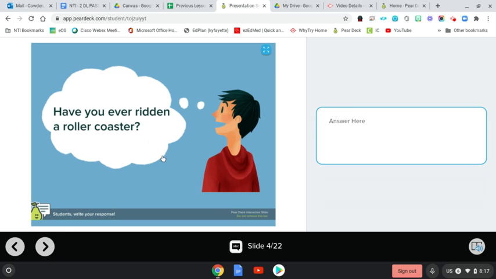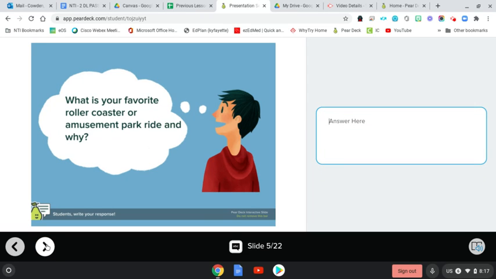So the first question I wanted to ask you was if you had ever ridden a roller coaster. And you simply would type your answer over here in the box. If you've ridden a roller coaster, which one is your favorite roller coaster? Or maybe you have a favorite park. And then I want you to tell me why.